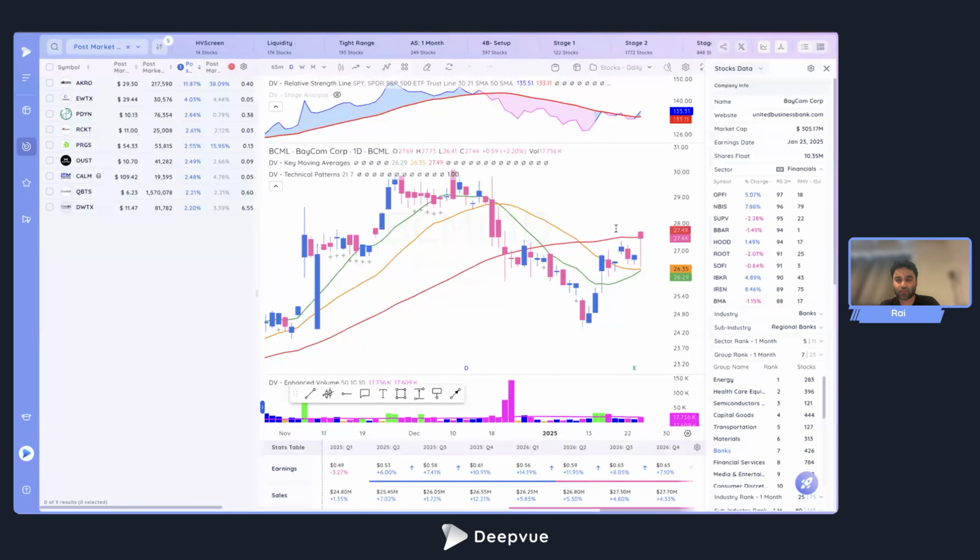Is the post-market volume versus average 50-day volume updated? Every data point in Deepvue that is technical, based on price, open, high, low, close, and volume, is real time, and it's updated real time.